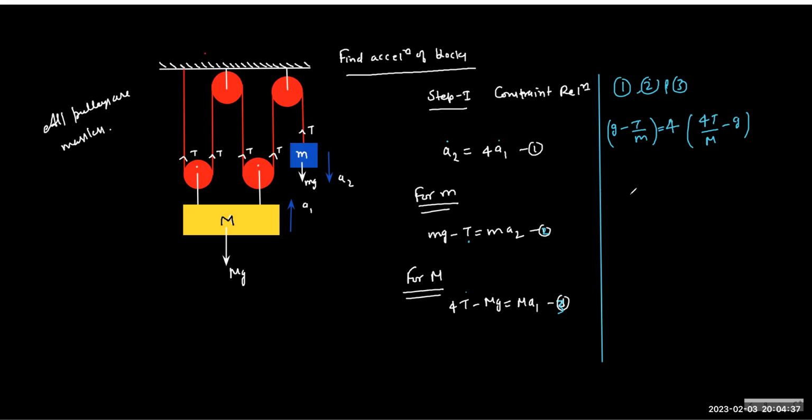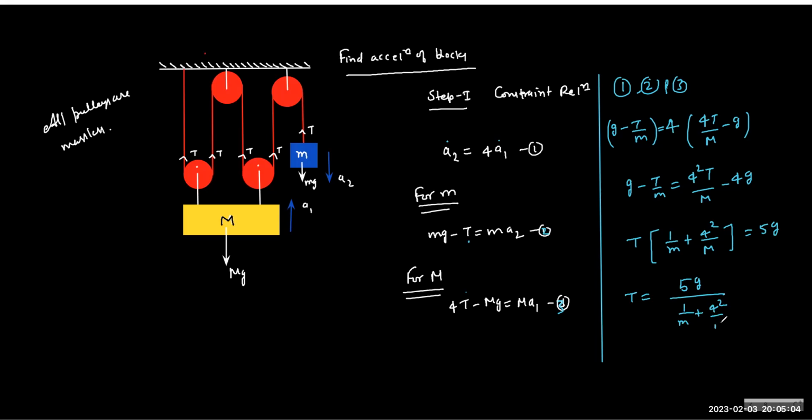And therefore the answer is g minus T by m equals 4 square T by M. I will add not 16 but 4 squared T by M. Then I can take T common, so it's 1 by m plus 4 squared by capital M equals 5g. This is very interesting. And T turns out to be 5g upon (1 by m plus 4 squared by capital M). Why did I write it like this? There was a reason for this.